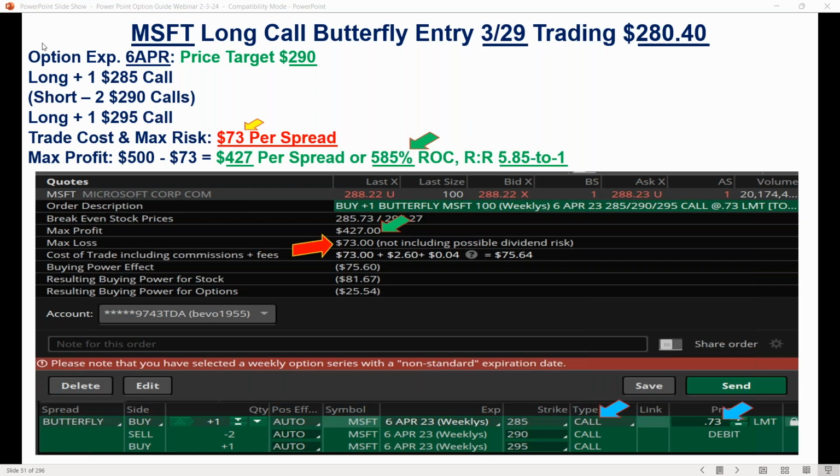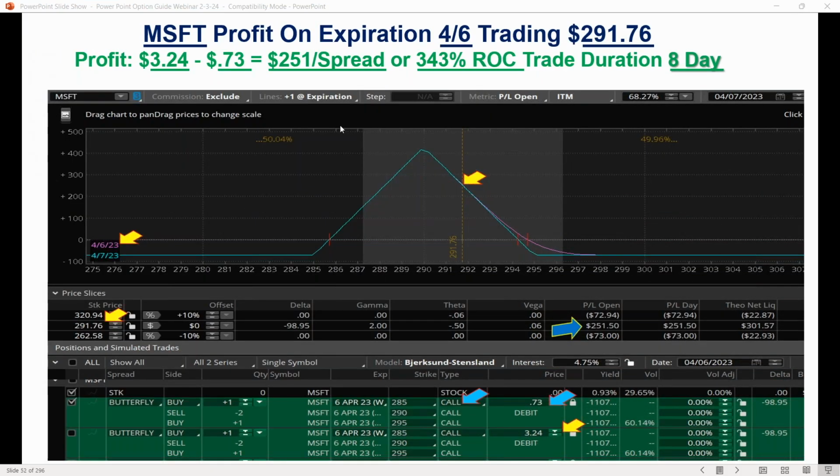So let me get rid of this drawing tool. So then here's where it went out. So here's the butterfly on Microsoft, and here's where it went out at expiration. It's trading right there, right at 291.76. That would have been perfect, but this is close enough. So here's your profit zone in here. So this went from the spread of 324, blew out to 324 less the debit cost, so $251 per spread, 343% return over an 8-day period. So really hard to beat this kind of trade.